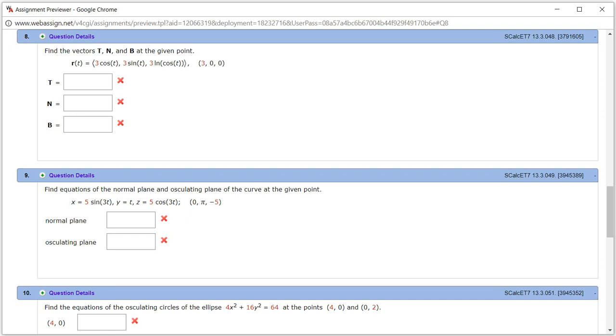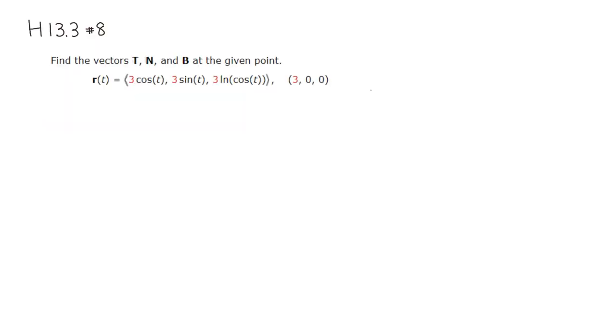Alright, let's look at homework 13.3, problem number 8. We want to find the tangent, normal, and binormal vectors. Alright, so let's do that. To find the tangent, we have to find the derivative.